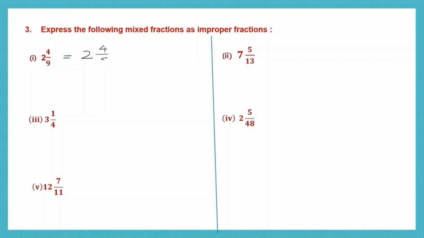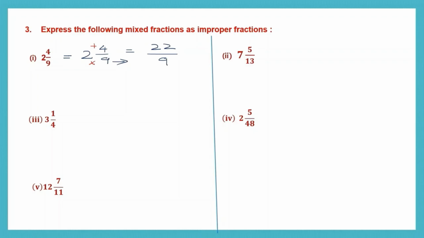2, 4 by 9. Now we have to multiply the denominator and the natural number. 9 twos are 18 and then add the numerator to it. So 9 twos are 18. 18 plus 4 is 22. So that is the numerator. Denominator is the same as the question. So that is 22 by 9.